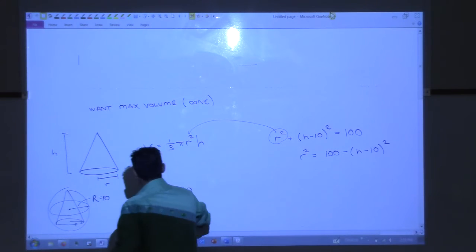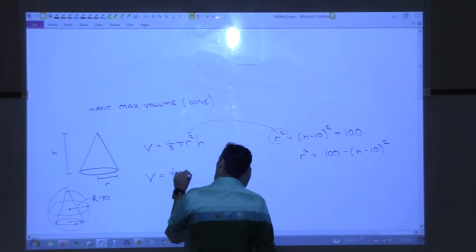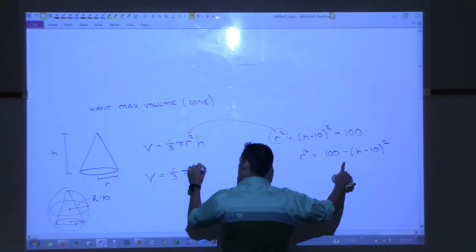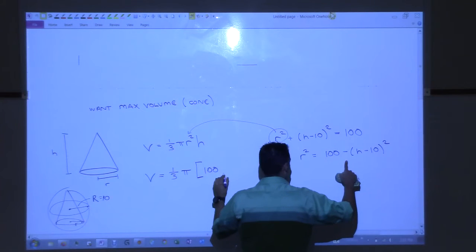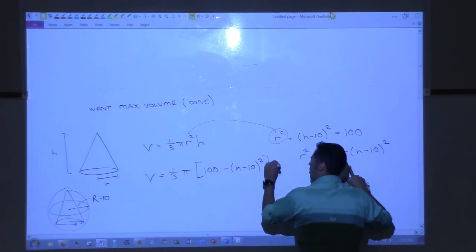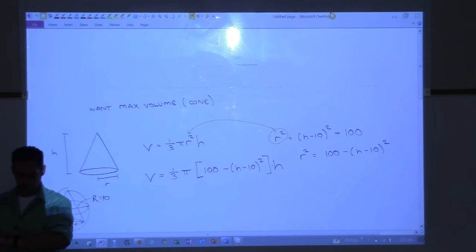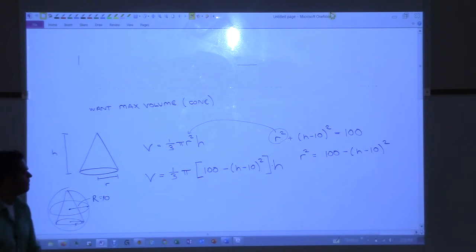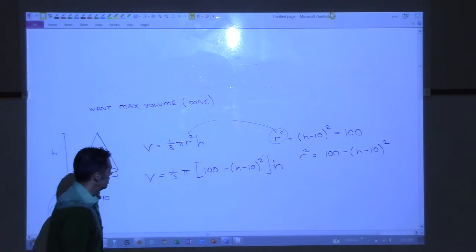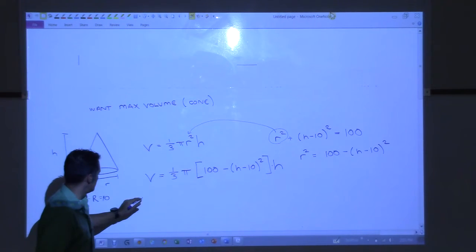So now my volume of my cone is equal to 1/3 pi r squared, which is this, all of that times h. Is our volume a function of a single variable now? It is.